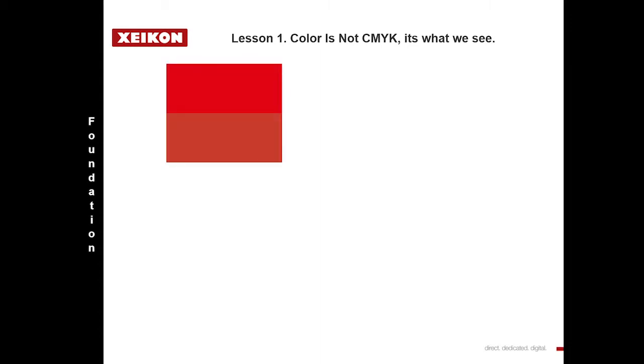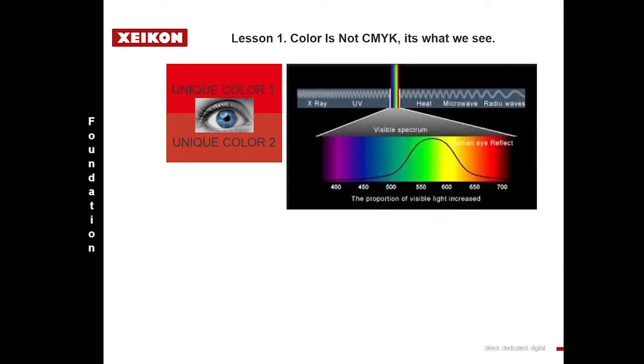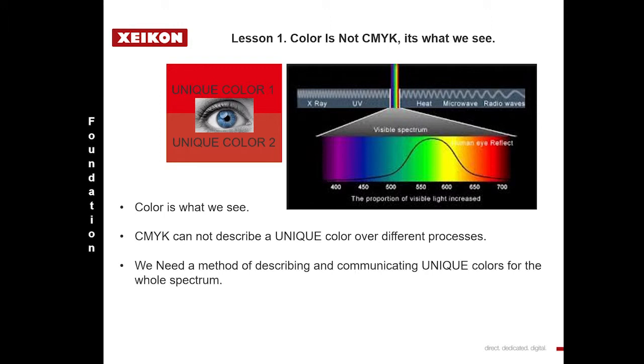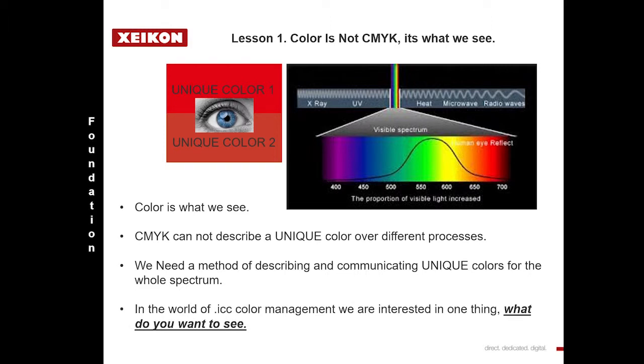So we have our two different colours, unique colour 1 and unique colour 2, and we've already illustrated that we can't use CMYK to describe the result. So we need a different method, a different model, if you like, to talk about the colour that we see. And in fact, we need to be able to describe every colour we see with a unique value. So in summary, colour is what we see, and we can't rely on CMYK to describe that. So there is a need for a method to describe every colour. And one of the most important things in the whole world of colour management is this one question: Mr. Customer, what would you like to see?